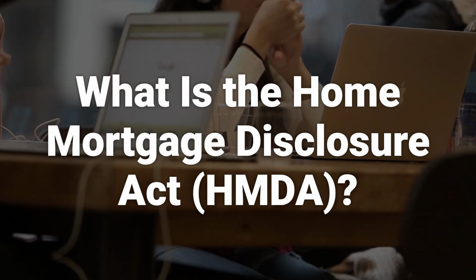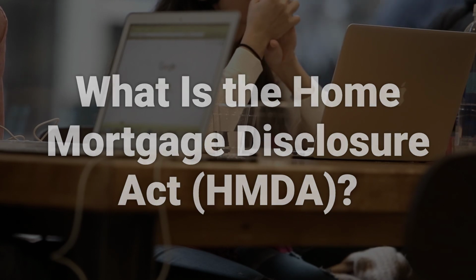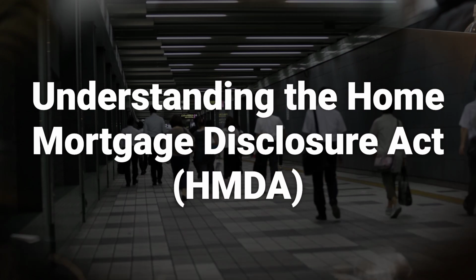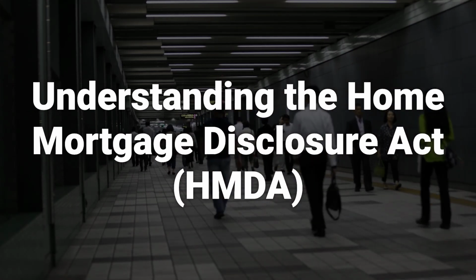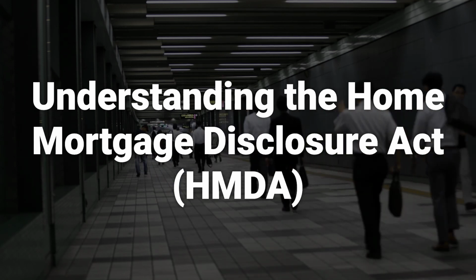In 2011, the rule-writing authority of Regulation C was transferred to the Consumer Financial Protection Bureau, CFPB. The Home Mortgage Disclosure Act was passed by Congress in 1975 and went into effect under the Fed's Regulation C.